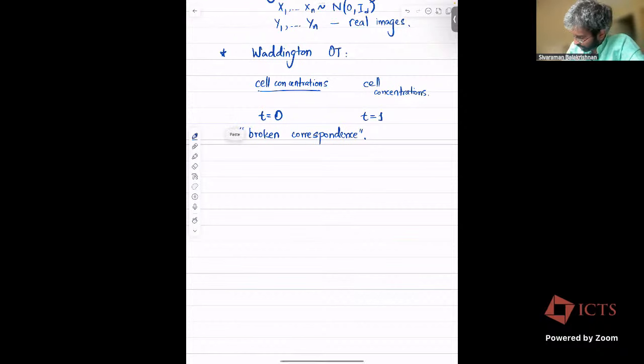And so maybe the high level is, okay, there are lots of these broken sample problems, and then the OT map is a canonical way to recover this correspondence. I don't know if that helped.